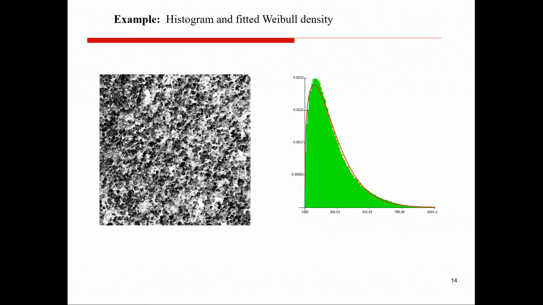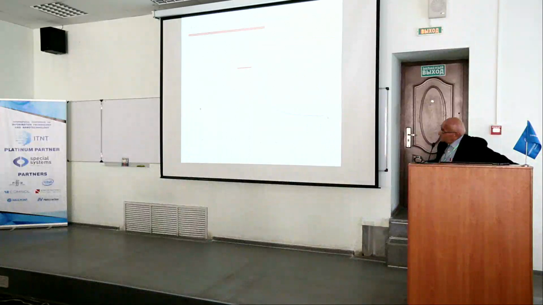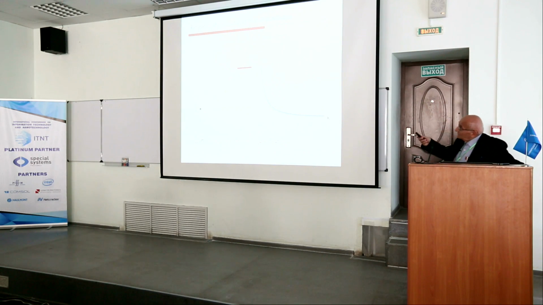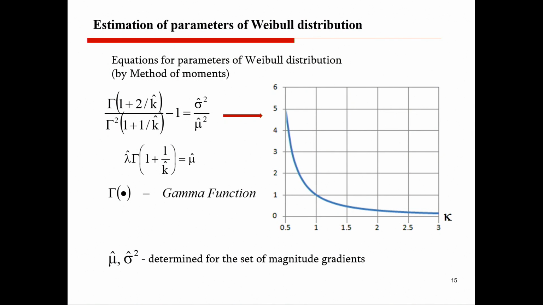Параметры распределения определяются методом моментов. Это более удобно. Уравнения метода моментов приведены здесь. Справа показана кривая зависимости левой части верхнего уравнения от параметра k. Это монотонная зависимость, монотонность показывается аналитически. Этот факт используется для разработки удобного, достаточно быстрого метода решения этих нелинейных уравнений.